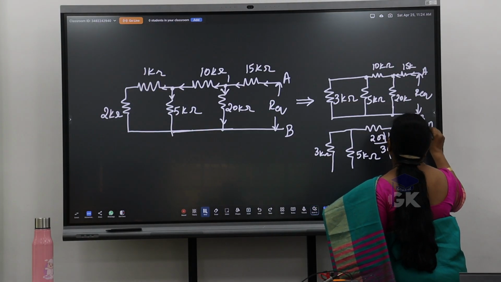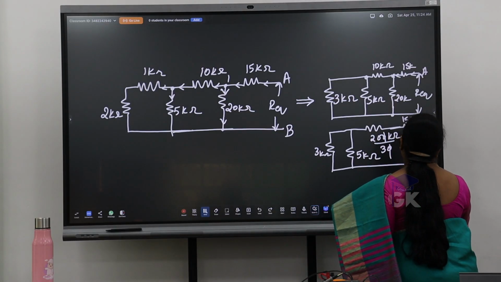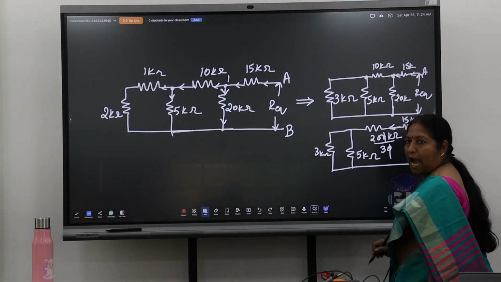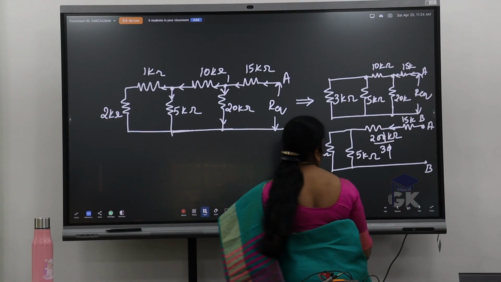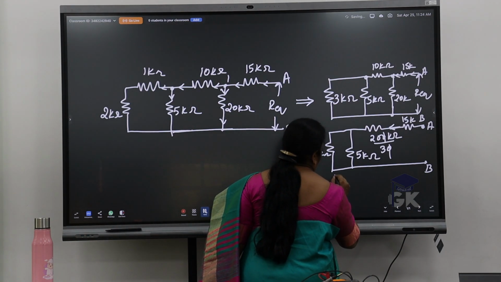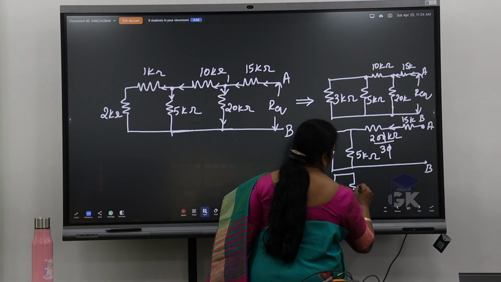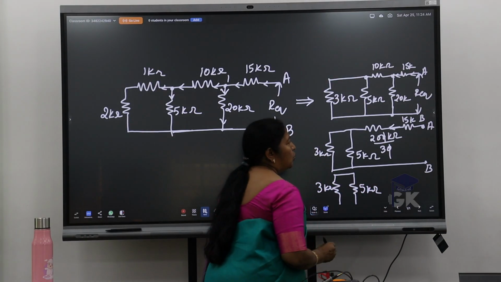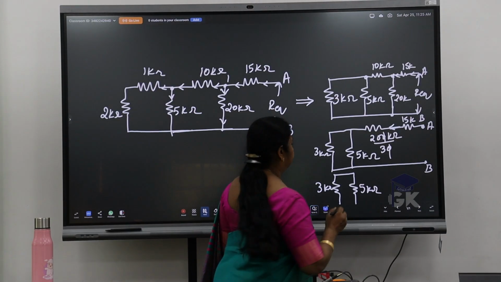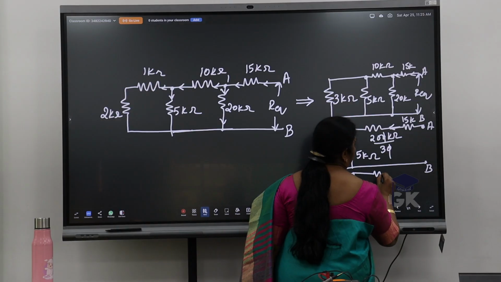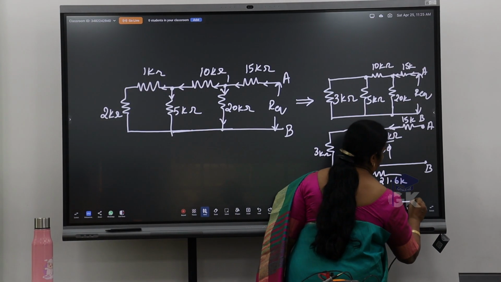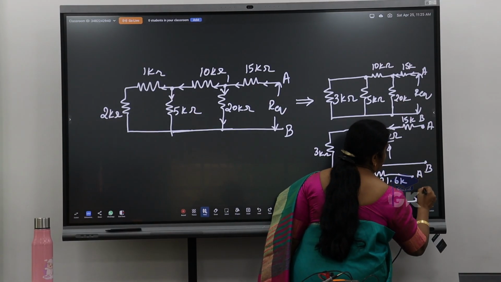This is A and this is B. Okay? Now these two are in series. Can I add it up? So if I reduce further, what will I get? 3K, 5K. So add up this 20 by 3K and 15K and tell me. 6K, correct? A and B.